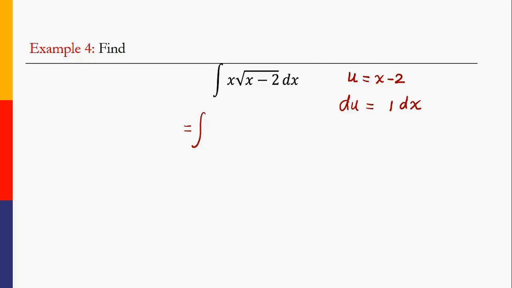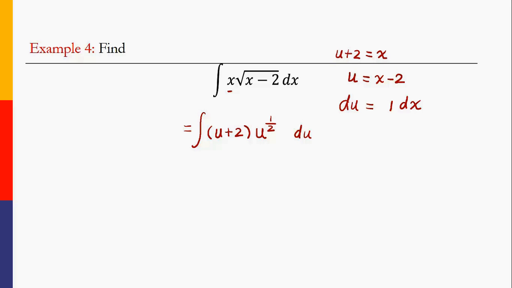Now when we rewrite the original expression in terms of u, you might notice there's a problem. dx will become du. Square root of x minus 2 will become u to the 1/2 power. And there's an x right here that we might not know what to do with initially. However, if you take a look at u equals x minus 2, therefore u plus 2 will equal x. So we can rewrite x as u plus 2.